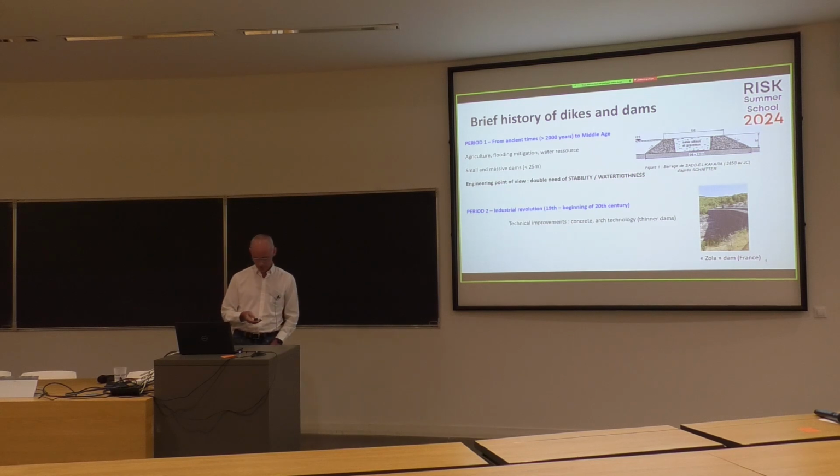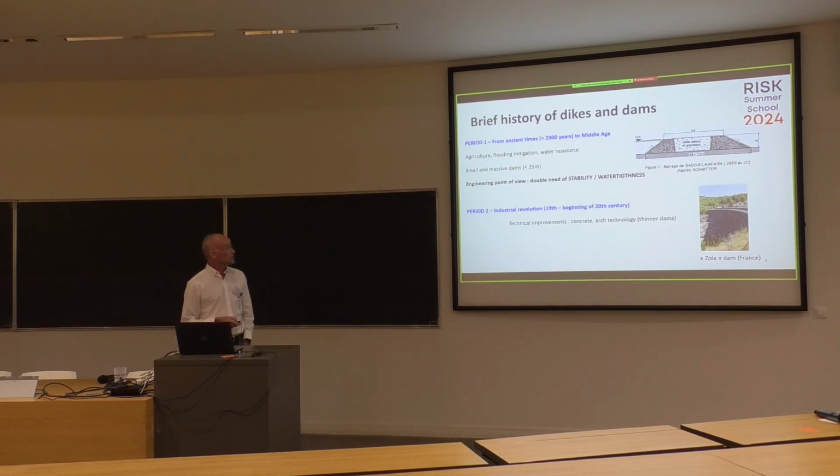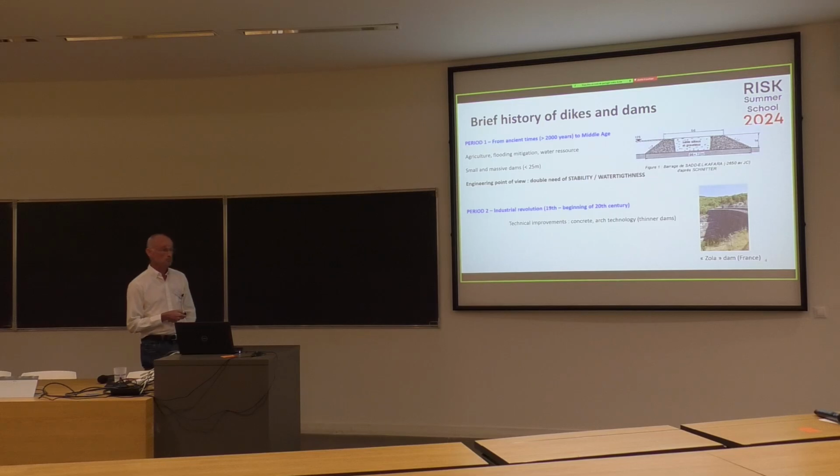So, some words about the history of dikes and dams. The history can be divided in 4 periods. The first one ranges from ancient times to the Middle Age. The construction of these small dams was done for agricultural reasons, to mitigate flooding and also for water resources. As I said, they are small in height, less than 25 meters, but longitudinally they are massive.